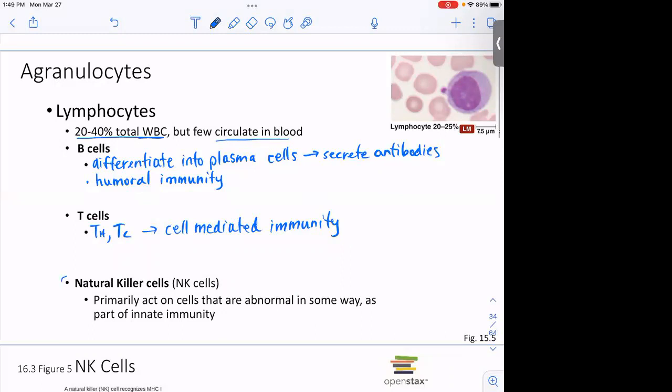I want to just briefly mention natural killer cells. When we first identified this type of cell, we didn't understand how they acted on pathogens. They didn't recognize invaders with the same mechanism that B and T cells do. So we just called them natural killers. They just naturally do it.